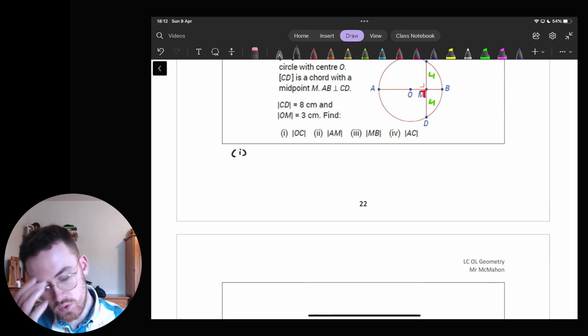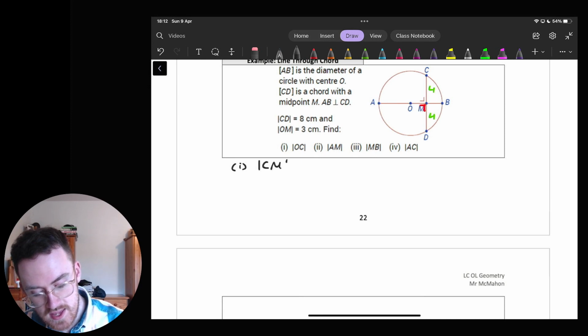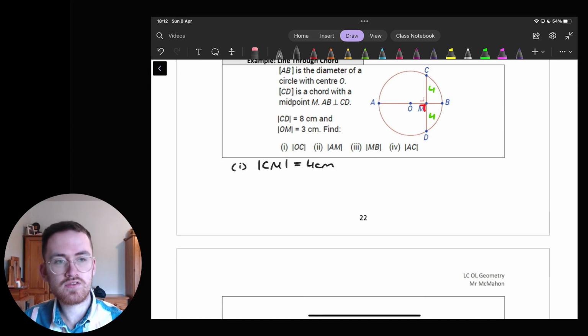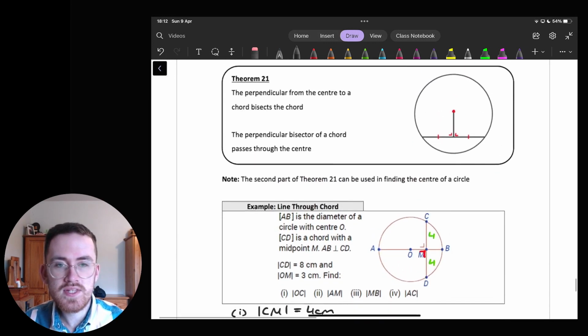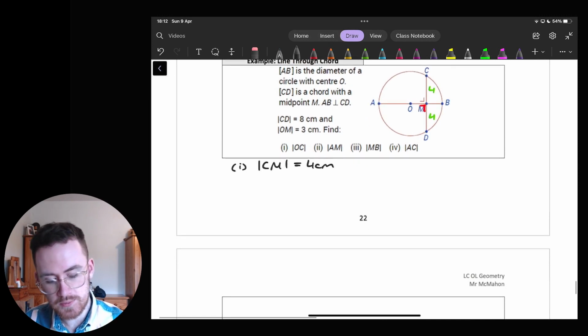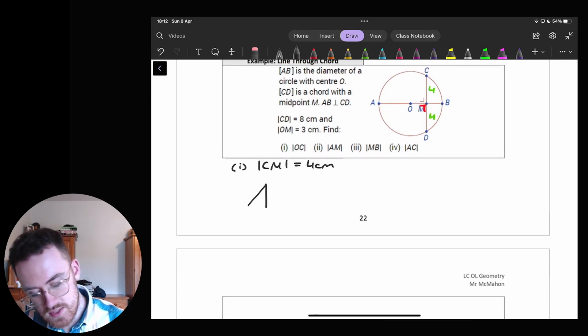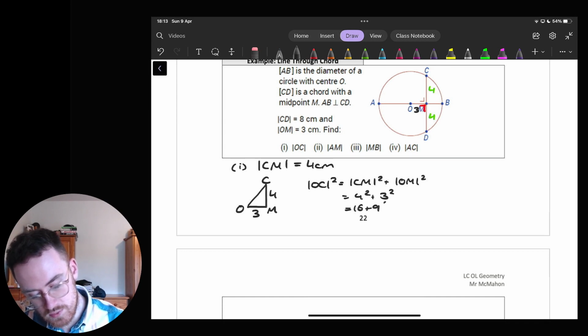So we're looking for OC first of all. So I'm going to say first of all that CM is equal to 4 centimeters, and that's coming from my previous rule. So the perpendicular from the center to the chord bisects the chord. Okay, so that's going to be 4 centimeters. If I take this part that I'm looking for, so I'm looking for OC, I know that this is 4, and I also know that this is 3, because I'm told OM is 3 centimeters. So I can use Pythagoras. So OC squared is CM squared plus OM squared. So 4 squared plus 3 squared. And this should be one that we are familiar with as well. So 25, which means that OC is going to be 5 centimeters. So OC is 5 centimeters.